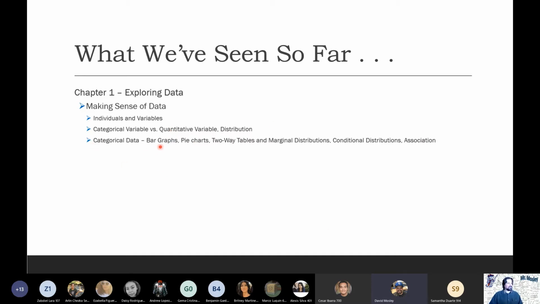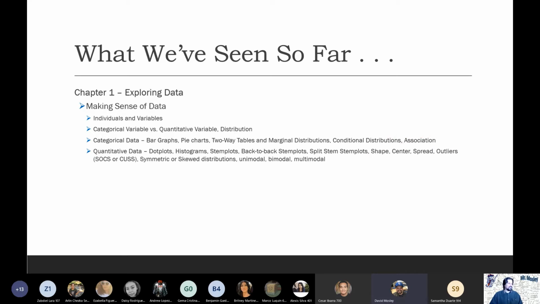With categorical data, we can make a bar graph or a pie chart. We have two-way tables, marginal distributions, and conditional distributions, and between those things, we are hoping to make an association. Quantitative data we can represent with dot plots, histograms, stem plots, back-to-back stem plots, and split stem plots. We always want to talk about shape, center, spread, and outliers, which we can remember by using SOCS or CUSS. Quantitative data can be described as symmetric or skewed, or unimodal, bimodal, or multimodal.